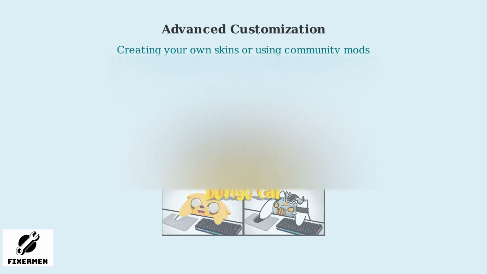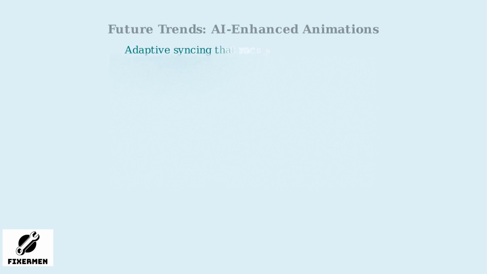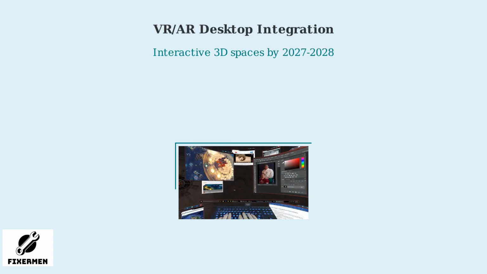Advanced customization lets you personalize your Bongo Cat experience. You can create your own skins by modifying the animation files or download community-created mods from platforms like GitHub. Looking ahead, AI-enhanced animations could make Bongo Cat smarter. Machine learning algorithms might adapt the cat's movements to different music genres or audio patterns automatically. Bongo Cat could soon integrate with VR and AR desktops, making the cat interactive in 3D spaces. Imagine the cat responding to virtual environments and gestures.